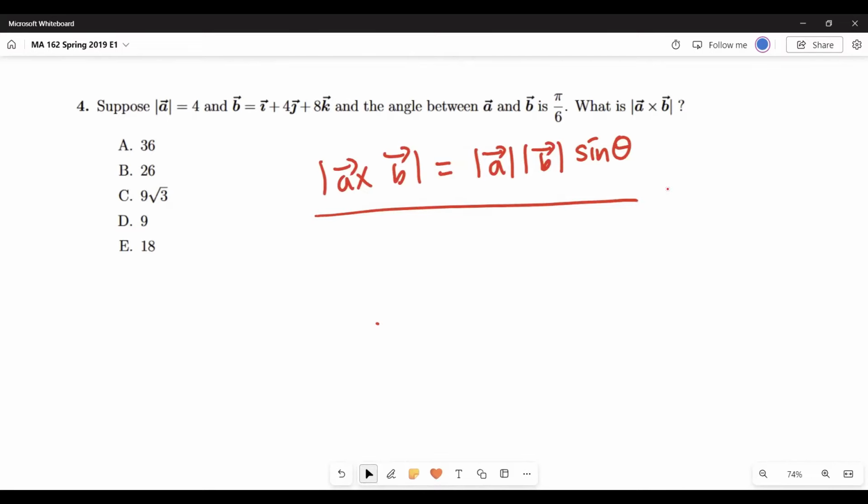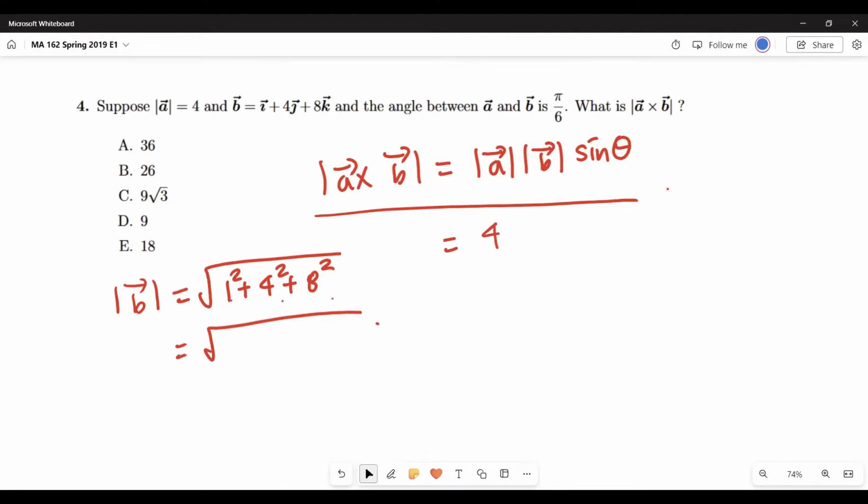So we are given the magnitude of A is 4, but we are not given the magnitude of B. Let's find it then. The magnitude of B is the square root of 1 squared because i is 1, plus 4 squared because j is 4, and then 8 squared because k is 8. Then you do the calculation: 1 plus 16 plus 64 is 81, so this becomes 9.